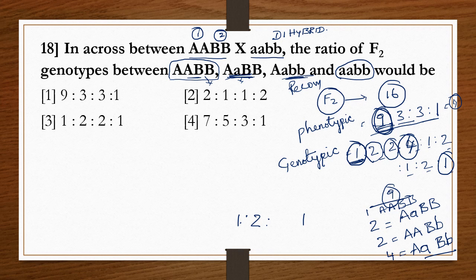Recombinant: capital A, small b, small b. So this combination of genes, 2 are present. Another one is capital A, small b 1, capital A, small b 2, total 3. So that's why it is also 2. So 1 is 2, 2 is 2. So the answer is 3.